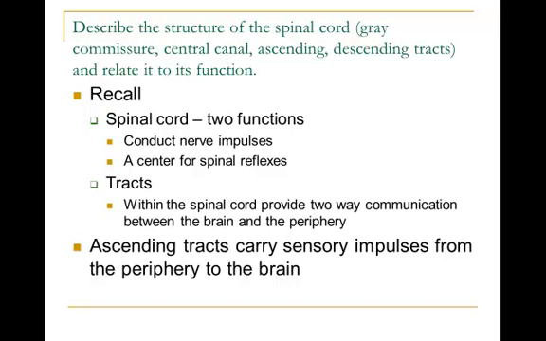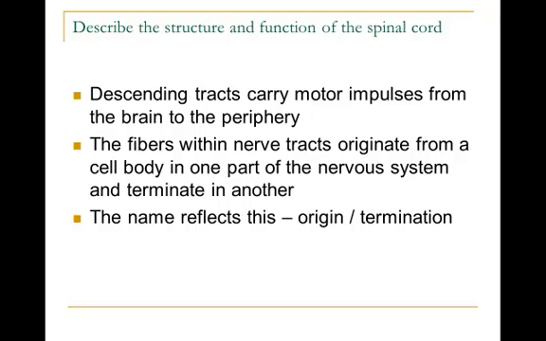So the spinal cord has two functions, nerve impulses and spinal reflexes. Tracts are the communication up and down, up and down. Ascending is sensory from the periphery to the brain, so receptor to CNS. Descending tracts carry motor impulses from the brain, so CNS to effector.